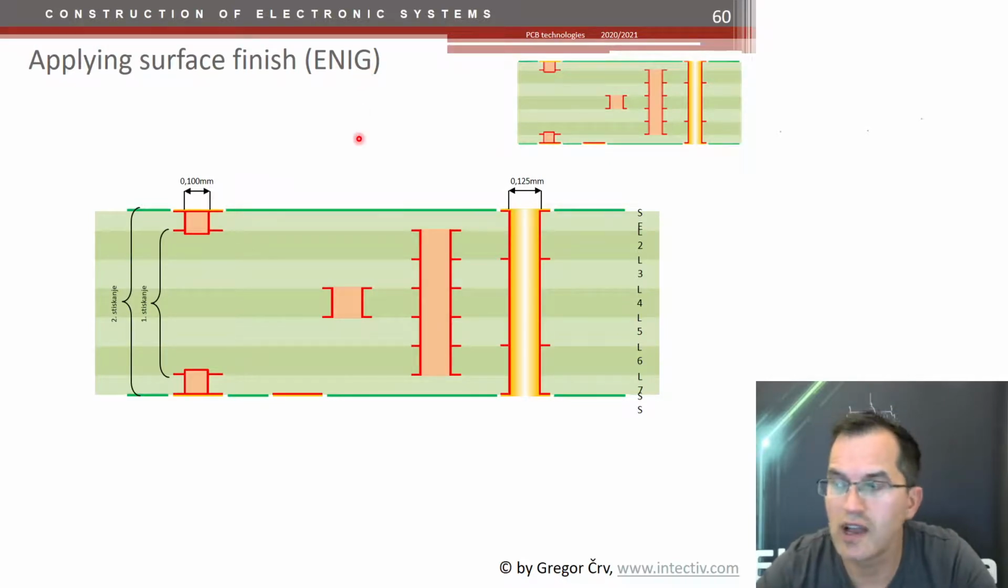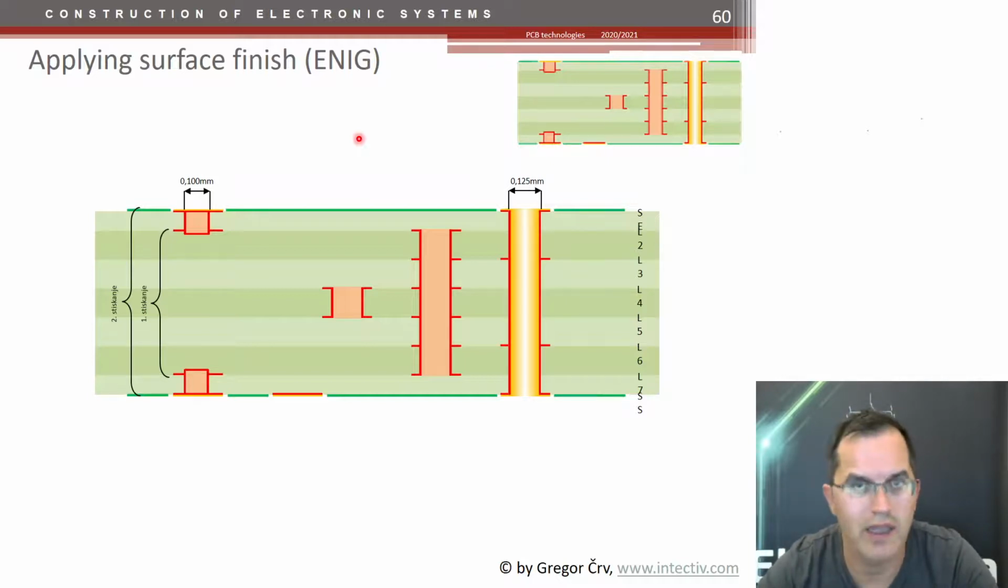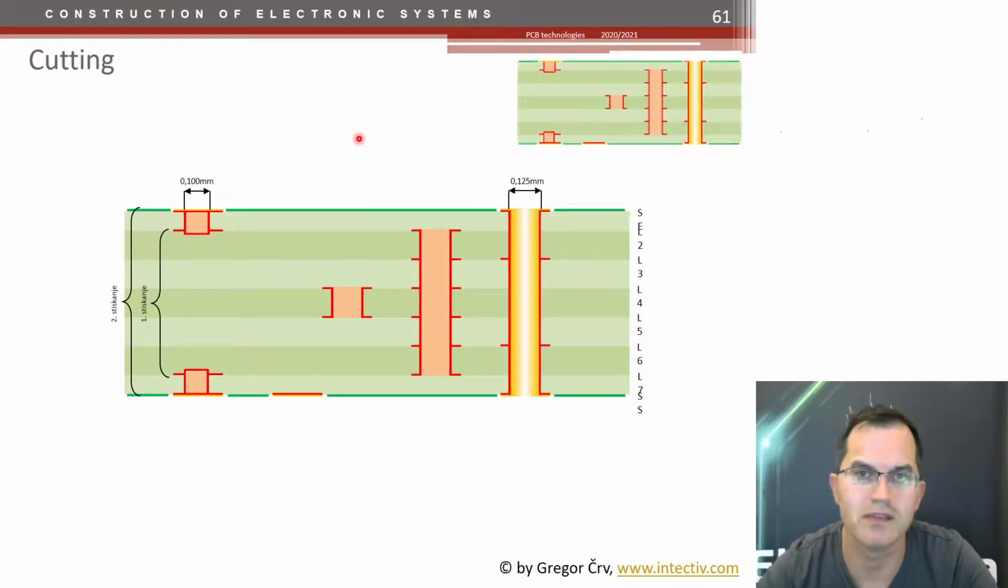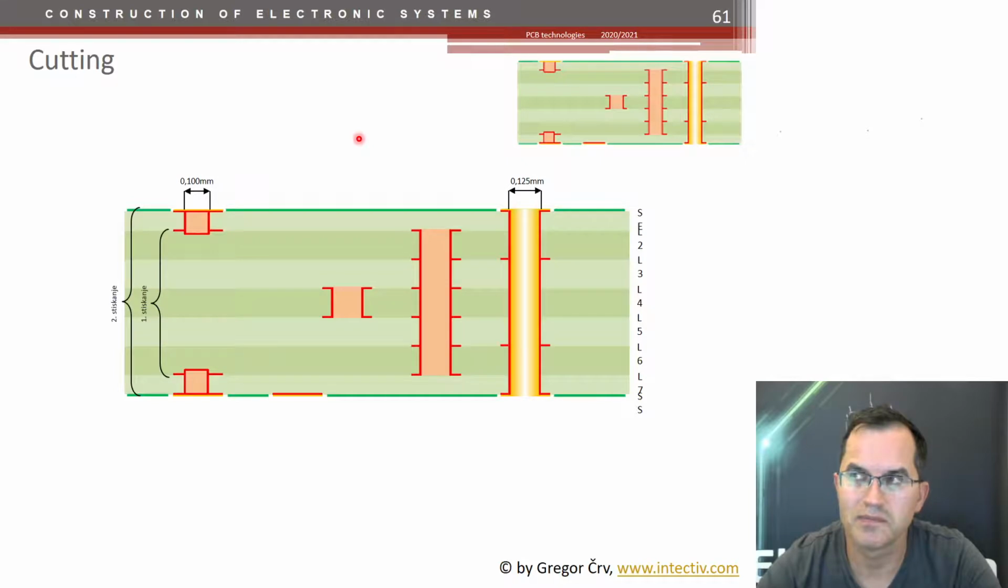Usually such high density PCBs are more or less using ENIG because it has longer shelf life, better stability, and so on. And we cut the PCB. So that's it. Quite a lot of procedures. And yeah, this makes such PCBs quite expensive.